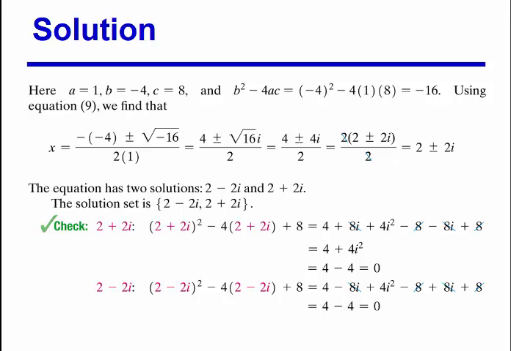We reduce that further to 4 plus or minus 4i over 2. We can go ahead and take out a 2, so we can cancel out a 2 in the numerator and the denominator. So then our final answer is 2 plus or minus 2i. So the two solutions would be 2 minus 2i and then 2 plus 2i. We check both of these and they actually work out.